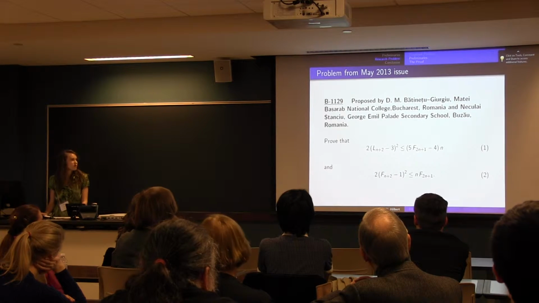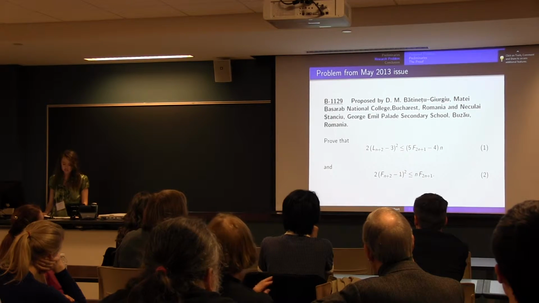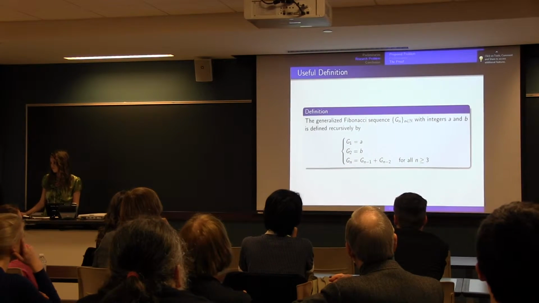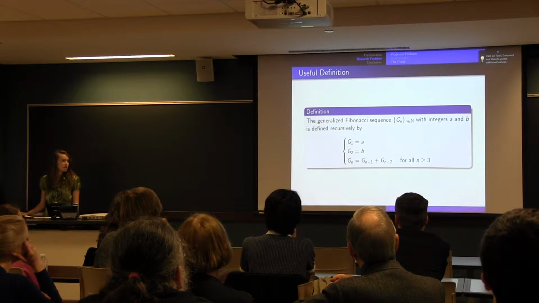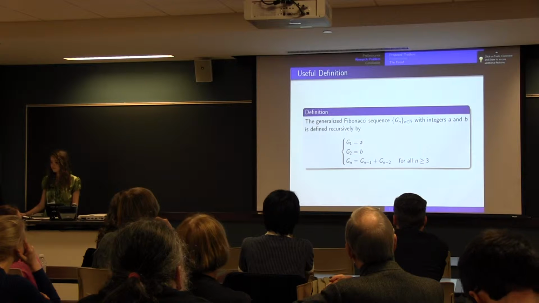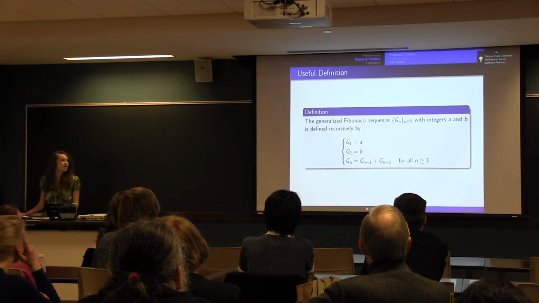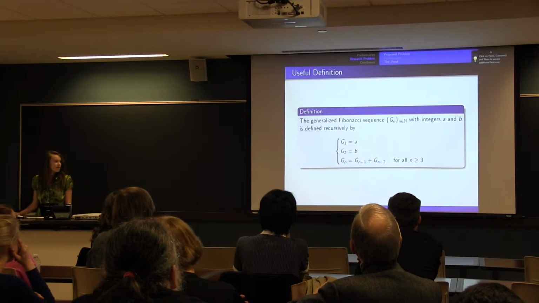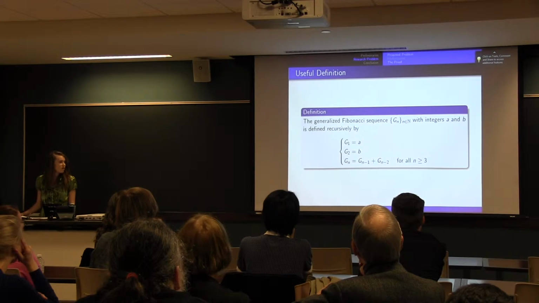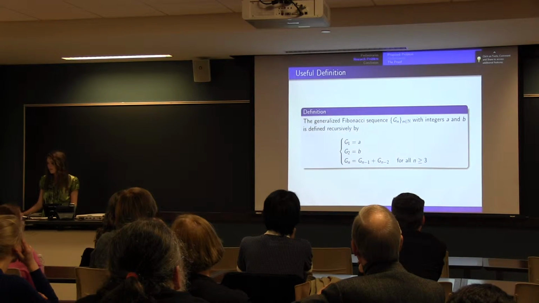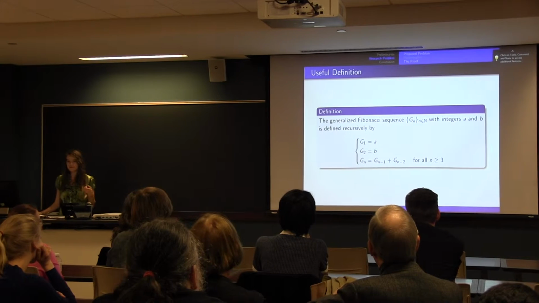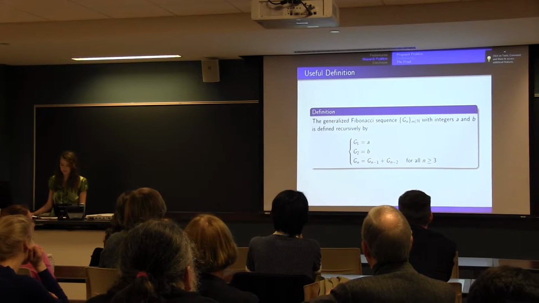So in order to do so, we had to use some theorems and definitions. The first definition we used was the definition for a generalized Fibonacci sequence, which is denoted G sub n. It's with integers a and b, and it's defined recursively by G sub 1 is equal to a, G sub 2 is equal to b, then G sub n is equal to G sub n minus 1 plus G sub n minus 2 for all n greater than or equal to 3. And as you can see, this is the same as with the Fibonacci sequence, where you add the 2 previous terms to obtain the next number in the sequence.